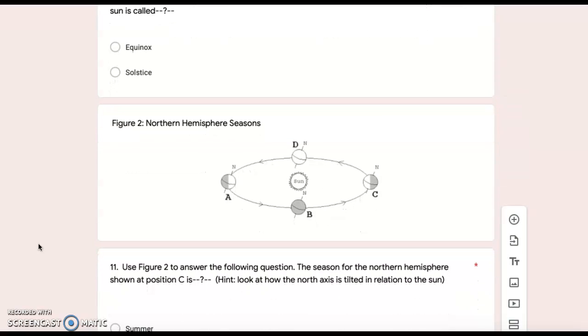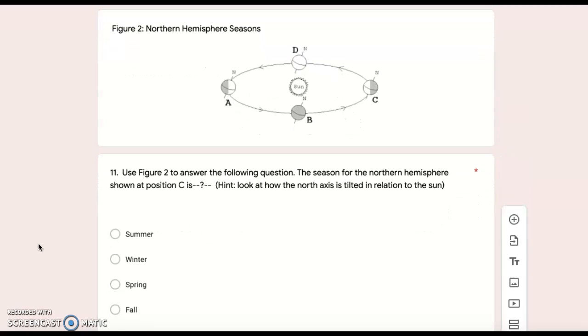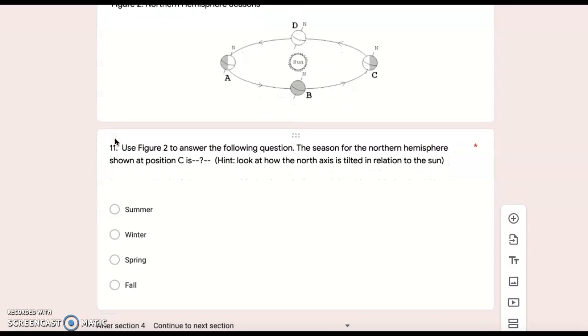Figure 2. Northern hemisphere seasons. Number 11. Use figure 2 to answer the following question. The season for the northern hemisphere shown at position C is blank. Hint, look at how the north axis is tilted in relation to the sun. Summer, winter, spring, or fall.